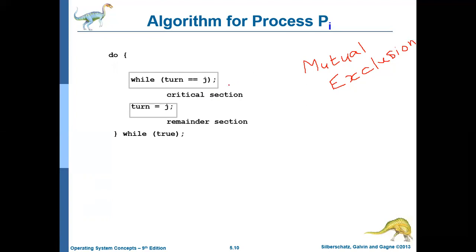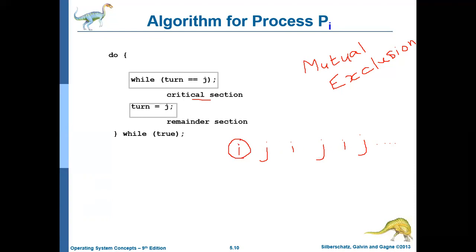Because if i is executing the critical section, then j won't execute the critical section. If j is executing the critical section, then i won't. But the drawback of this algorithm is that it strictly follows this order. First i executes, then j, then i, then j, then i, and then j. It keeps going this way. It strictly follows this order.